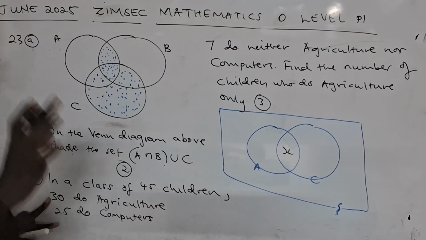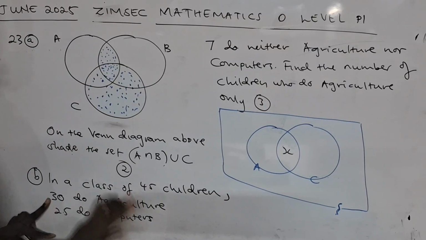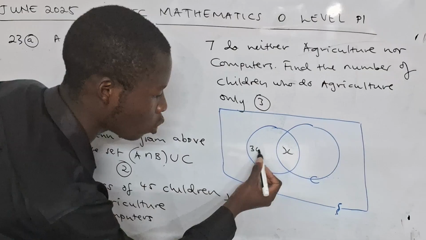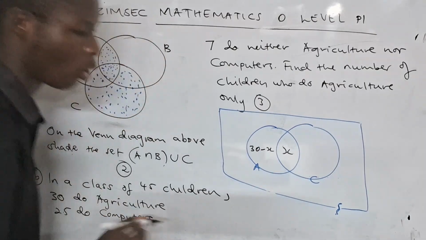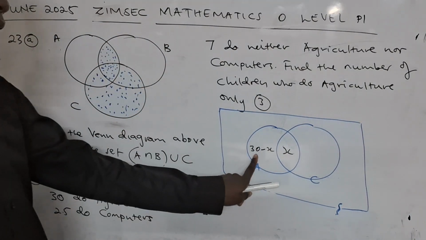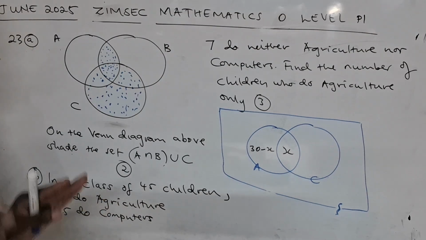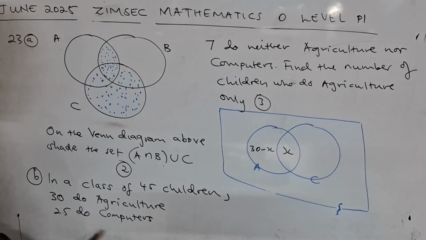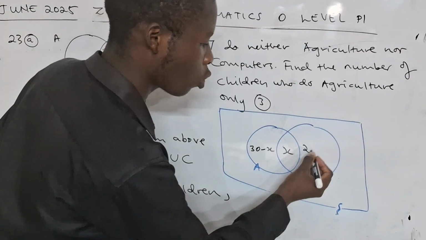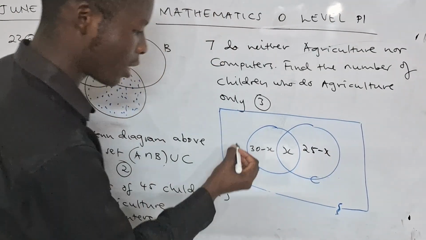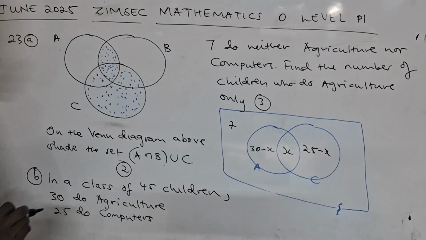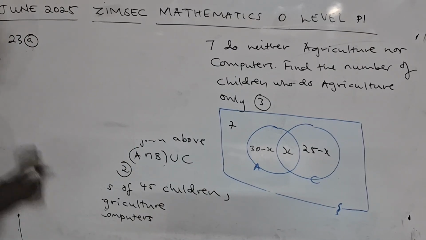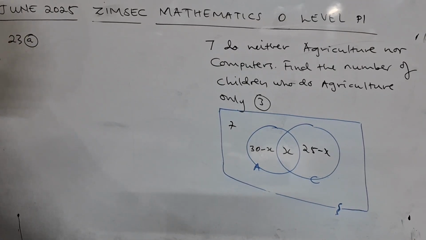But what we know is that 30 do agriculture. So, in order to find the number of students who are doing agriculture only, you are supposed to say 30 subtract X. We want students who are doing agriculture only, so it's 30 subtract X. Here for computers it is 25 subtract X. And neither is outside here. So what are you supposed to do? You form an equation.